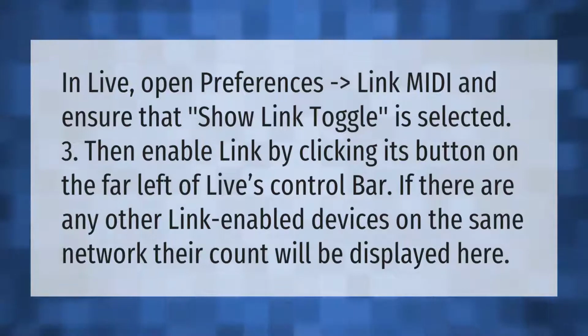In Live, open Preferences to link MIDI and ensure that Show Link Toggle is selected. Then enable link by clicking its button on the far left of Live's control bar. If there are any other link-enabled devices on the same network, their count will be displayed here.